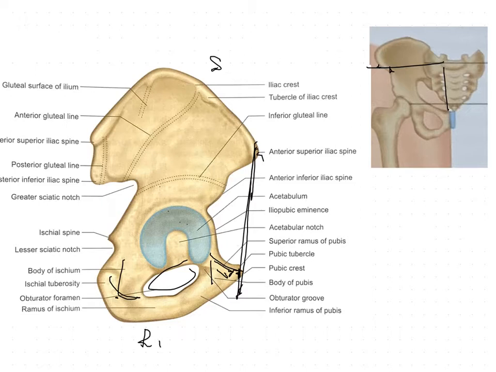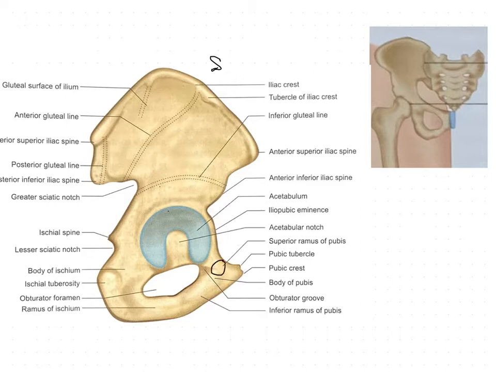The pelvic surface of the body of the pubis is directed backwards and upwards. So here we can find the body of the pubis. On the anterior aspect, the body of the pubis is placed backwards and upwards. So here you can see this body directed backwards and upwards.